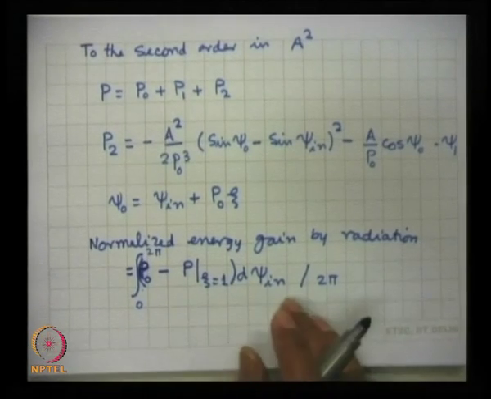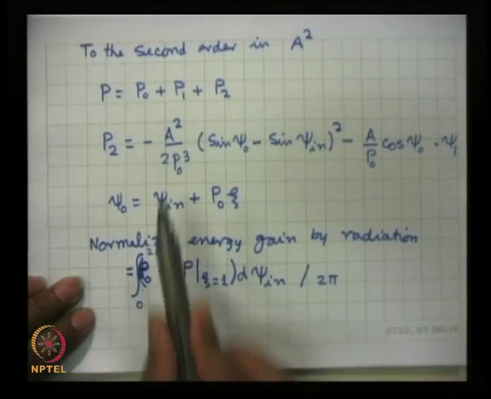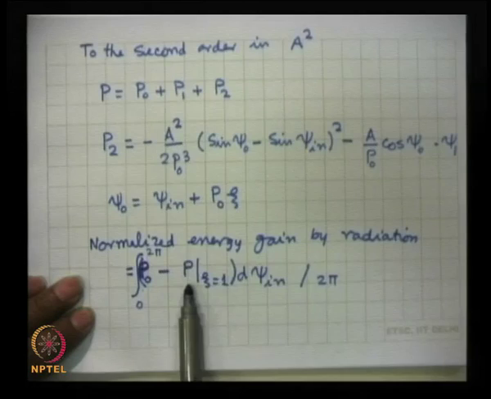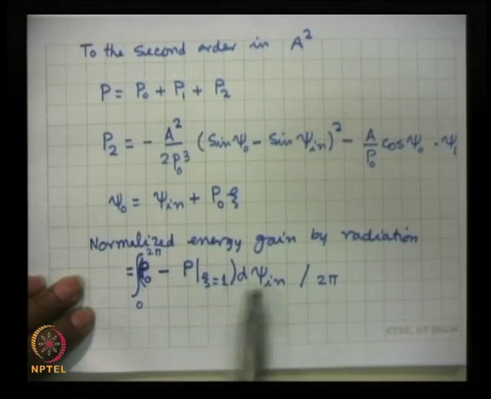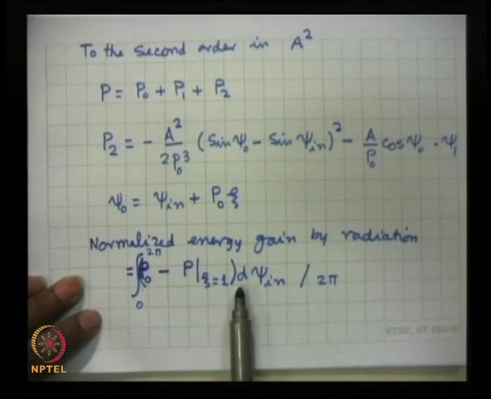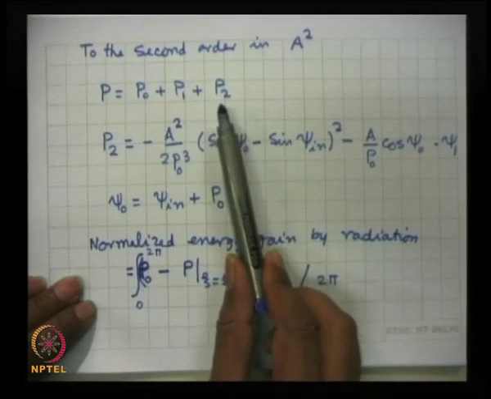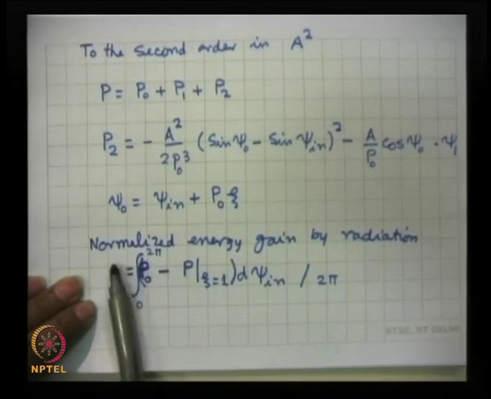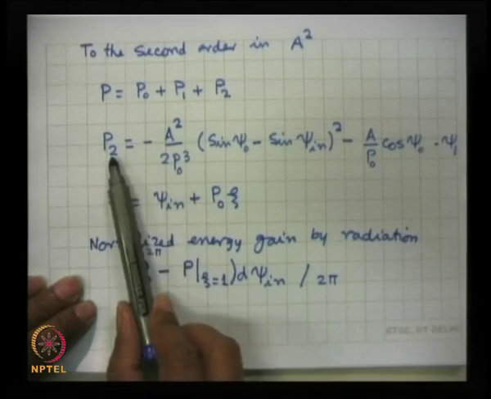I can rewrite this expression. Please note here, if I put the value of P here, P0 minus P0 will cancel out. P1, if you evaluate the expression for P1 d psi in, its time average is 0 if you just look at the expression for P1. And only P2 survives here, and that gives rise to finite energy gain by the radiation. That is why I had to evaluate P2.